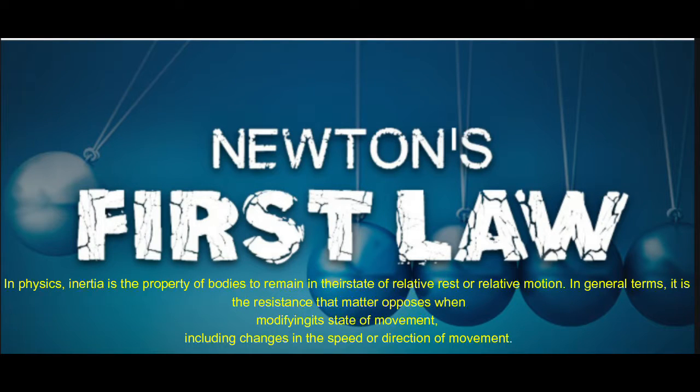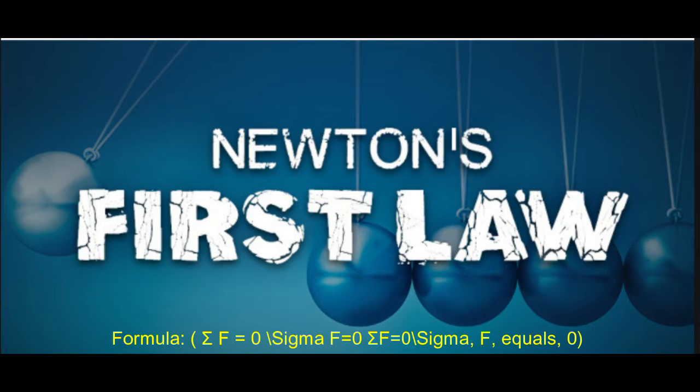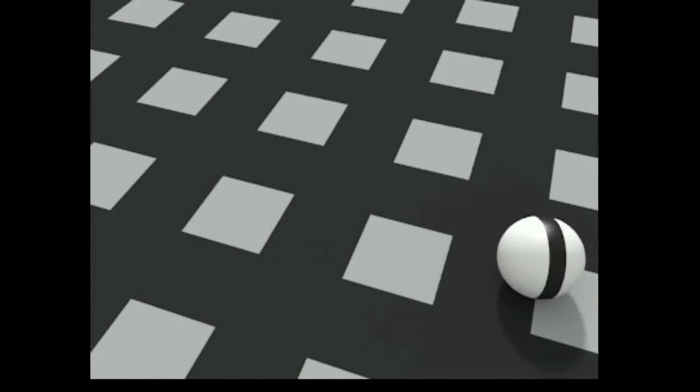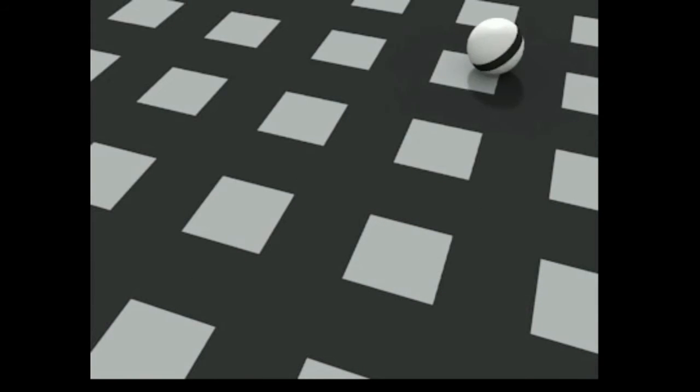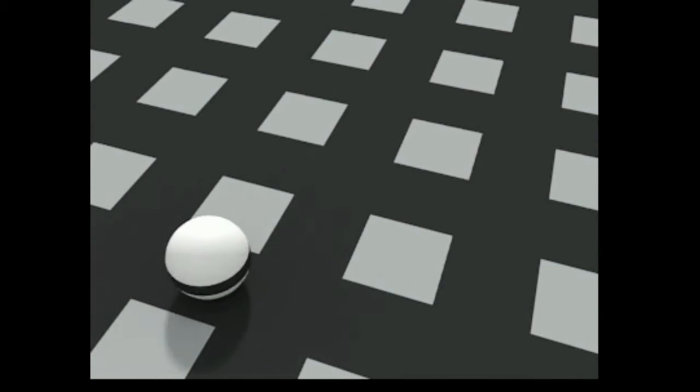First law, law of inertia. In physics, inertia is a property of bodies to remain in their state of relative rest or relative motion. In general terms, it is a resistance that matter opposes when modifying its state of movement, including changes in speed or direction of movement. Well, I don't know how to say the formula because the formula is very complicated, so I'm going to show it down in the video. For example, if you roll a ball, it will continue rolling unless friction or something else stops it by force.